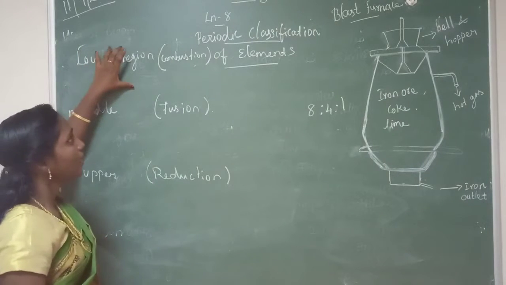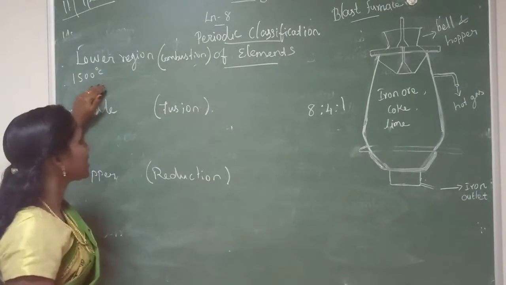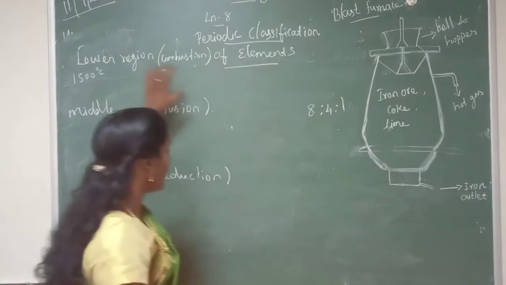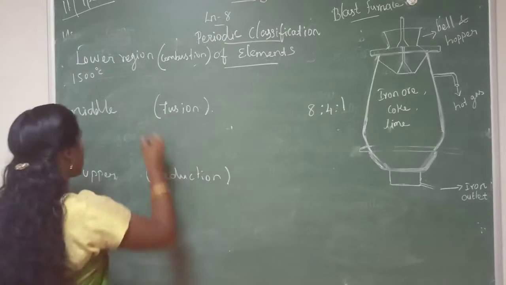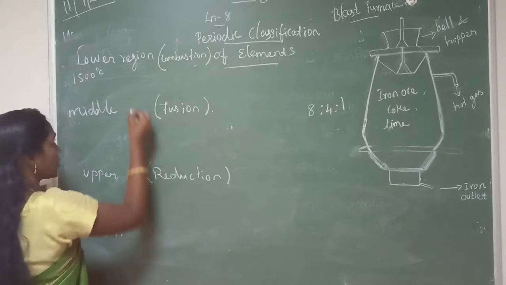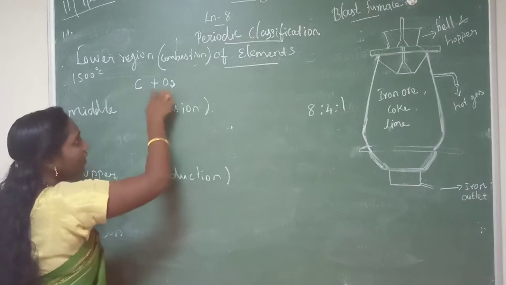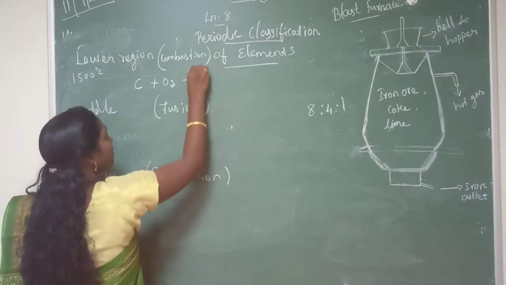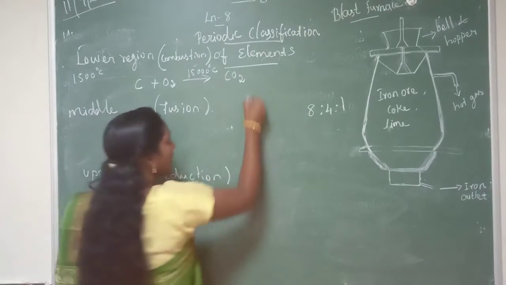In this lower region, the temperature prevails at 1500 degrees Celsius. Here the coke powder, when heated, will liberate carbon dioxide. Coke powder means coal powder, which contains a lot of carbon compounds. So when we heat this carbon in the presence of oxygen at 1500 degrees Celsius, it forms CO2, carbon dioxide, and heat.